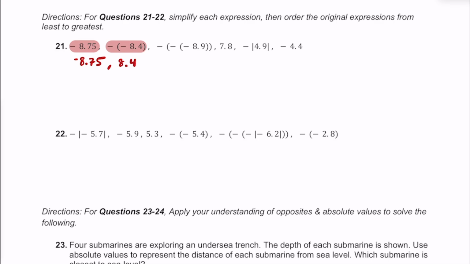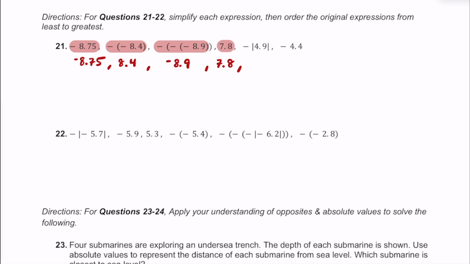Taking a look at this next expression, we have the opposite of the opposite of the opposite of 8.9. Simplifying that, we're just going to say that's going to be negative 8.9. Okay, if we have three opposites of a positive number, that's going to be a negative number. If we take a look at the 7.8, well, that's just hanging out as 7.8. There's not much to do with this one. You can leave it alone.